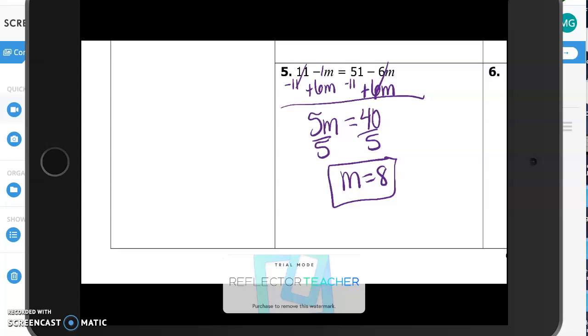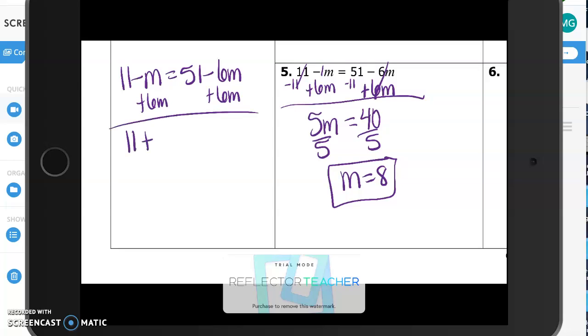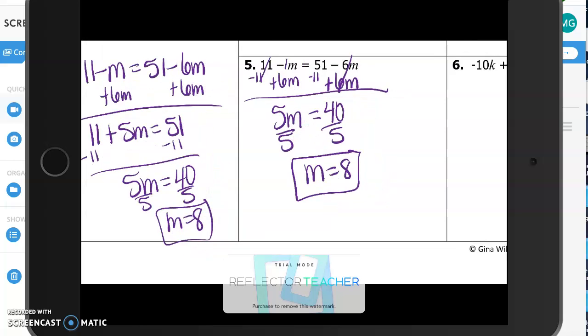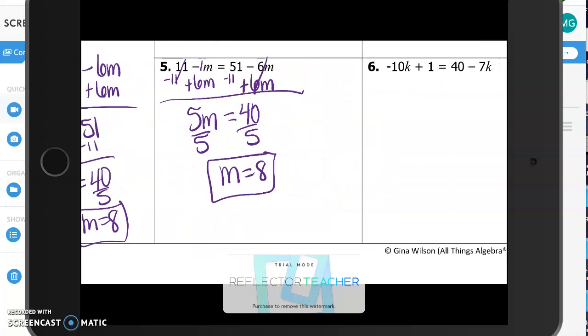I'll write it again over here. If you don't want to use the shortcut, this is what it would look like. I would add 6m to both sides still. 11 plus 5m equals 51. Then show that I subtract 11. 5m is equal to 40. Then I can still divide and get m equals 8. So again, if you're feeling comfortable and want to move both things at once, you can do that.